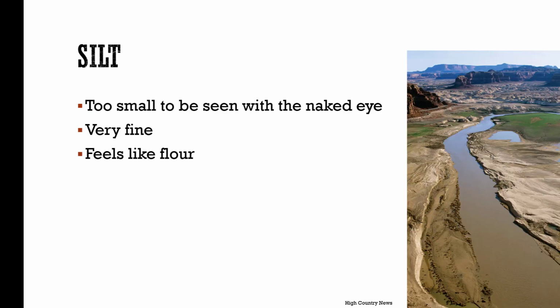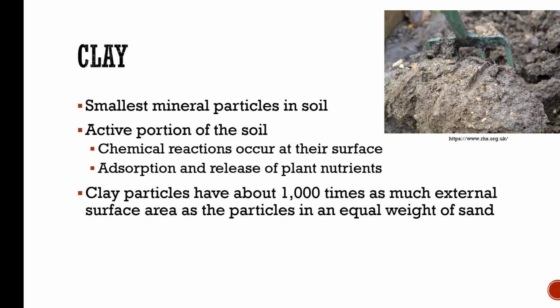Silt is too small to be seen with the naked eye. It's very fine. You're going to see it in riverbeds. It feels like flour to the touch. And then clay is the smallest mineral particles, of course. It's the active portion of the soil. Chemical reactions occur at their surface, and adsorption and release of plant nutrients happen here. And clay particles have about 1,000 times as much external surface area as the particles in an equal weight of sand.